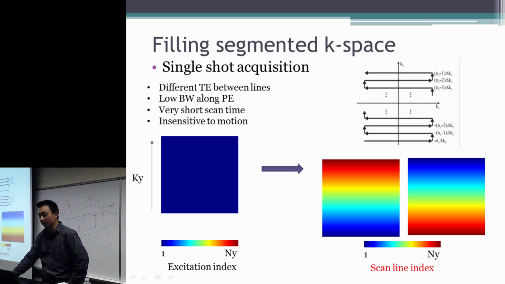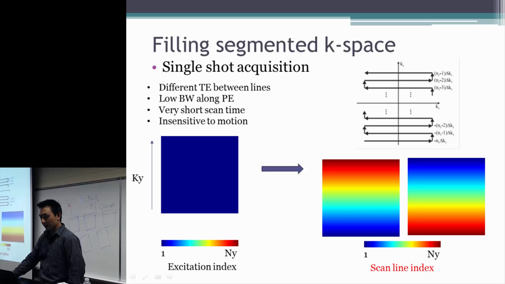So finally, there is the single shot acquisition. The single shot acquires the whole K-space with just one excitation, and then fills the K-space with a back and forth readout. The scanline index is basically the same as the single echo one, but it can only be ascending or descending.